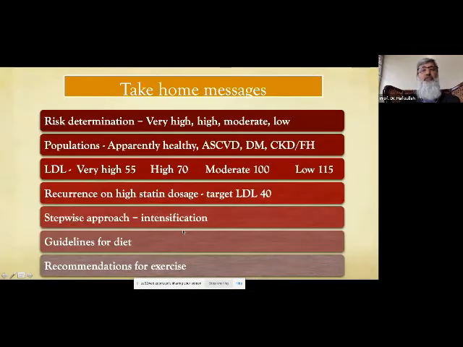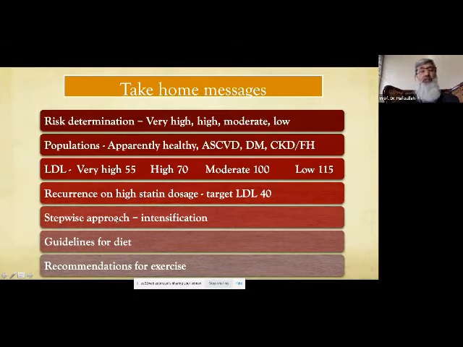To conclude, for all our patients, we should do a risk determination, dividing them into very high, high, moderate, and low risk. The four populations that we come across: apparently healthy, cardiovascular disease, diabetes, and CKD. It fits in very nicely that for very high risk, you should set the goal as 55, for high 70, for moderate 100, and for low 115. Those who have recurrence on a high statin dose, the target should be 40.